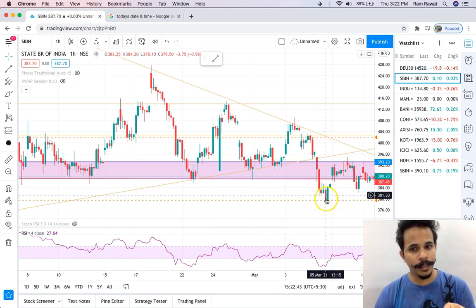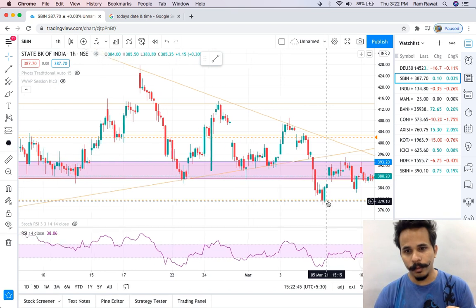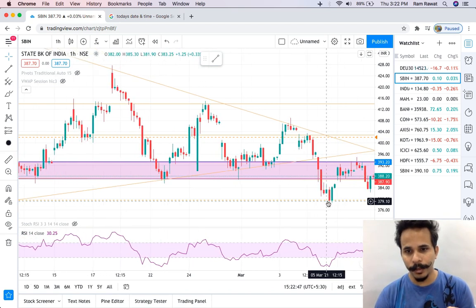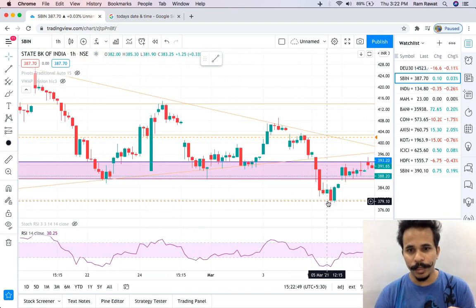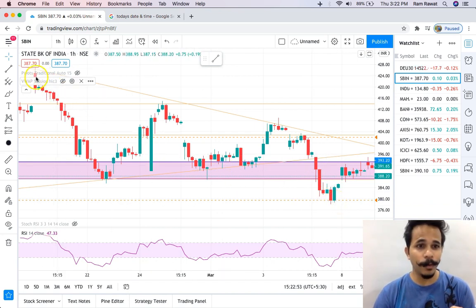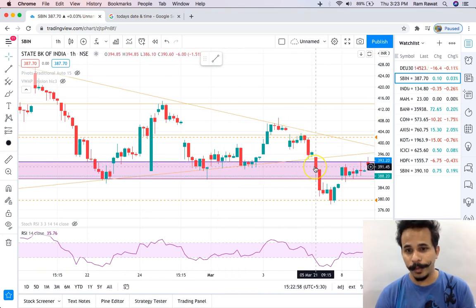with this breakout the stock went down for the whole day, I think. Yeah, so on 5th of March the stock went down for the whole day, but you see the pattern over here is the pattern the stock is following, and there was a breakout here.